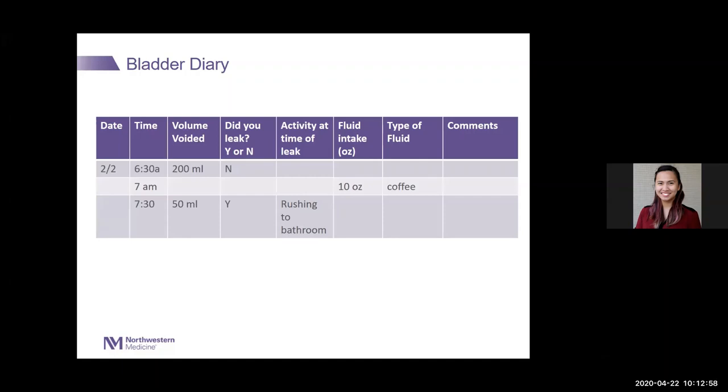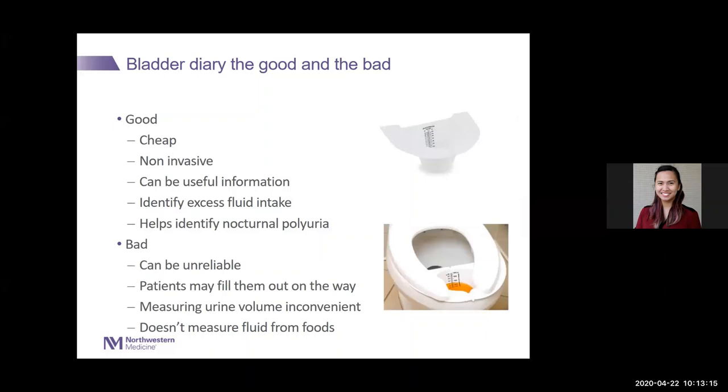This is a lot of helpful information, and actually studies have shown that patients' symptoms improve just by having them record objectively what they're doing and what their voiding patterns are like. They may say, oh, I pee all the time, and then they look at it and it's not as bad as what they thought, so they get better. The good thing about bladder diaries is they're cheap, they're non-invasive, and they can give you lots of useful information. You give them this little hat for the toilet that has little measuring bars on it.